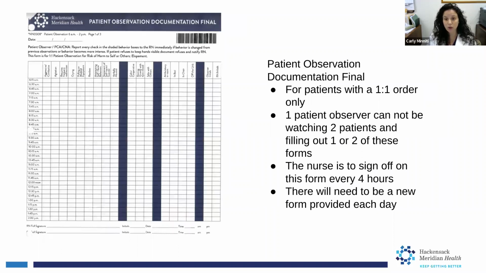Like I said, one observer cannot be watching 2 patients and filling out 1 or 2 of these forms. It should never be that way. They're only filling out this form once and watching that 1 patient. And the nurse is to sign off every 4 hours all the way to the right where it says RN initials. There will need to be a new form provided each day. You will need a doctor's order every day to renew this.